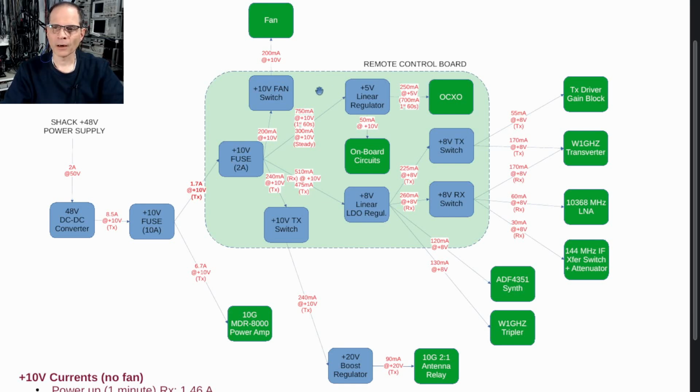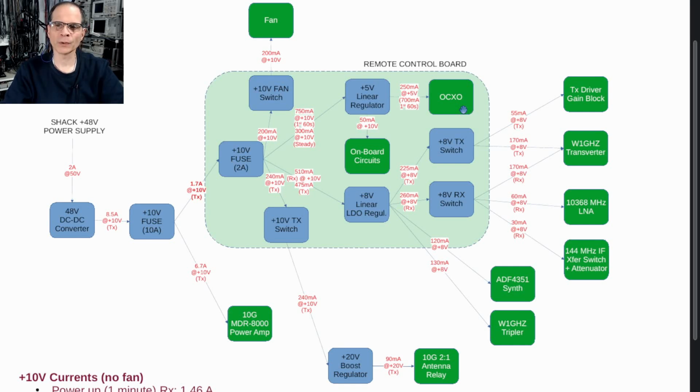Now this 10 volts is also sent to our remote controller board with the Raspberry Pi Pico. And of course, on this board, we sequence the plus 8 volt transmit and receive. We also send that same 8 volts from the LDO regulator to the synthesizer and tripler to produce our LO signal. We have a plus 5 volt regulator to feed our onboard circuits, including the Raspberry Pi Pico, and that plus 5 is also sent to the OCXO, the 10 megahertz ovenized oscillator.